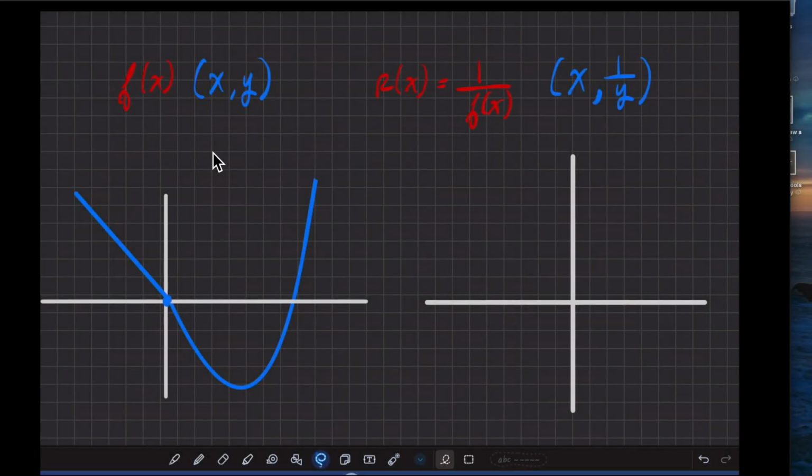We are given this function on the left side, f of x, in blue, and we are asked to draw a reciprocal function. I'm going to call that r of x, 1 over f of x. Recall, when you have reciprocal functions, you keep the x as is and you take the reciprocal of the y values. So let's start our analysis.